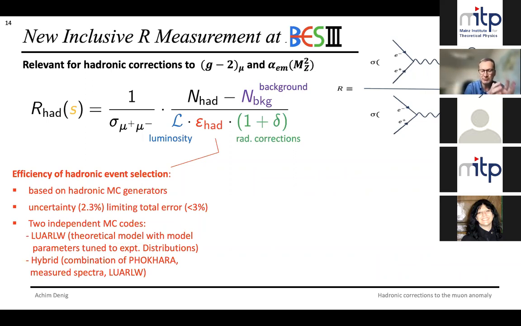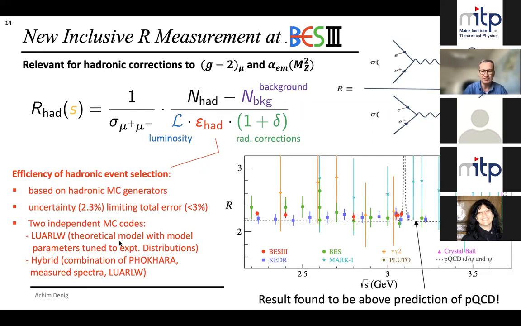One, Lund area law, which is purely based on theory, and a so-called hybrid generator, in which we combine the high accuracy Phokhara Monte Carlo generator with a generator based on existing data sets, for instance, from the huge program existing at BaBar and also in Novosibirsk for these cross-section measurements. And indeed, these 2 generators came out to be in agreement with each other, and therefore we get an overall error below 3% for this inclusive R measurement.